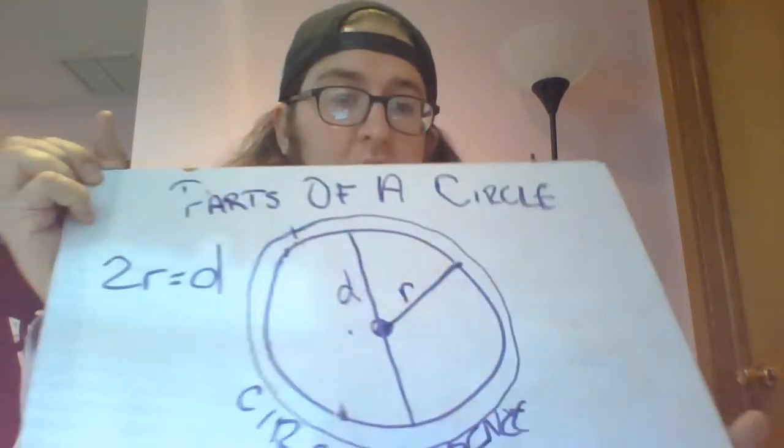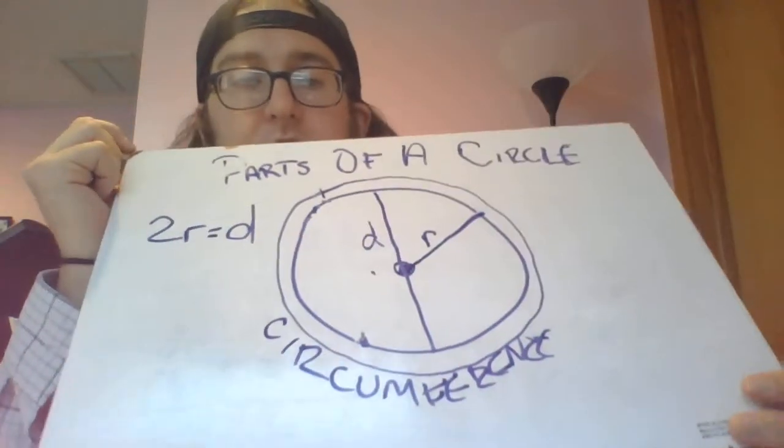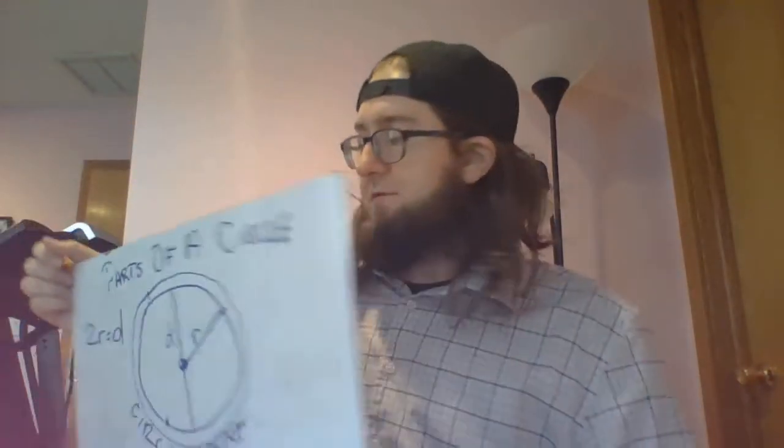Okay? So these are your parts of the circle: the diameter, the radius, and circumference. We will be going into how to find circumference in the coming videos. We'll be going into how to find the area of the circle in the coming videos. And that's it. That's the parts of the circle.